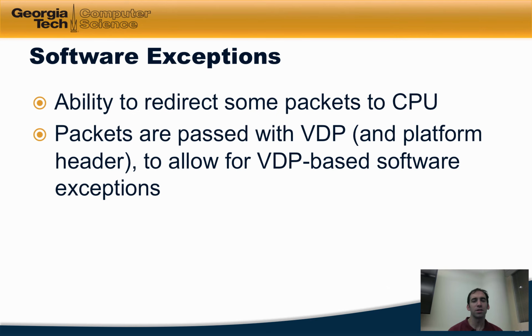Switchblade also provides the capability to throw software exceptions. So if a programmer wants a particular packet operation to be performed, but the hardware modules do not support it, the programmer can specify that some packets be redirected to the CPU. Those packets are passed to the CPU with the virtual data plane identifier and the Switchblade platform header, which allows for software exceptions to be executed that are specific to that packet's virtual data plane.